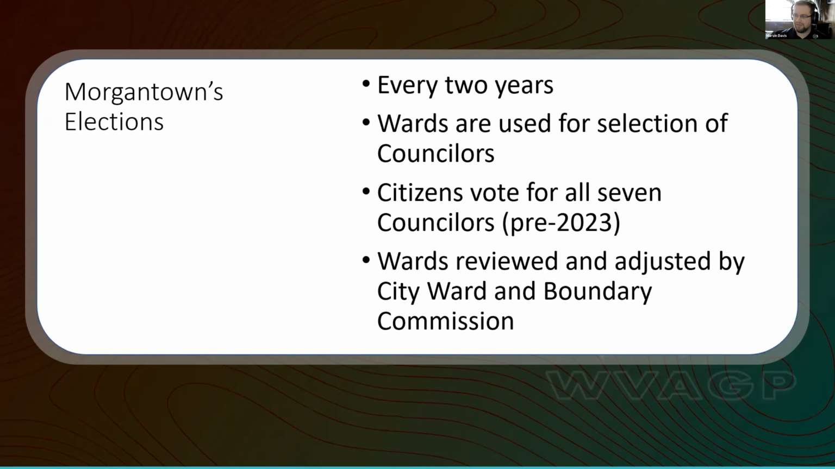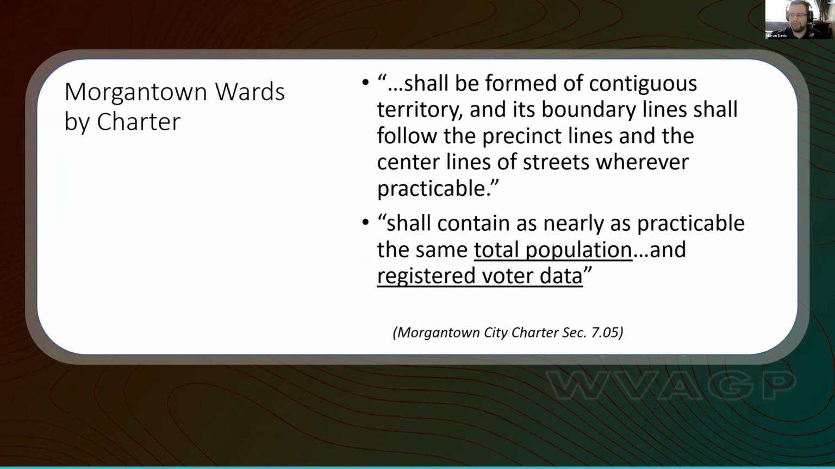The group that's responsible for reviewing the city wards prior to every election is the Ward and Boundary Commission for the city. They are composed of registered voters from every ward in the city. And just to give you a little background on what the city's charter states the wards should be, this is very long language, so I'm abbreviating it, but they shall be composed of contiguous territory, and the boundary lines shall follow precinct lines and center lines of streets wherever practicable.